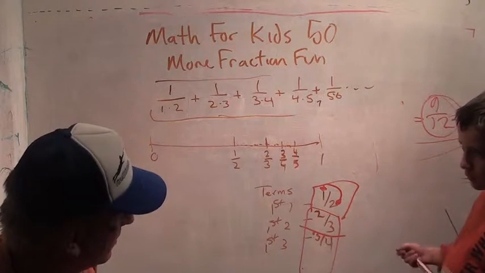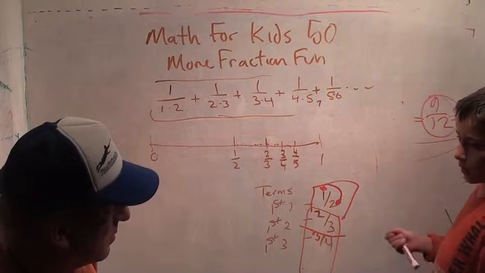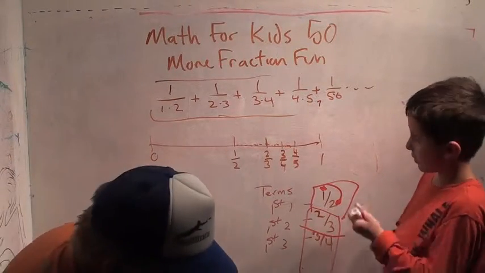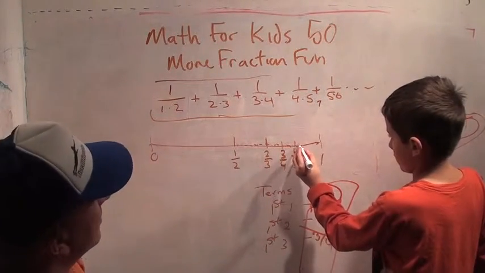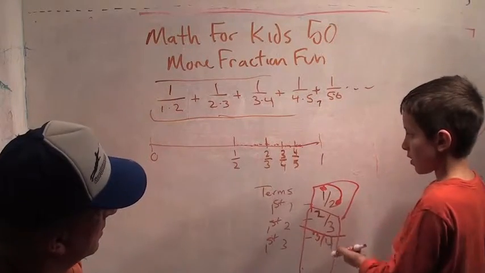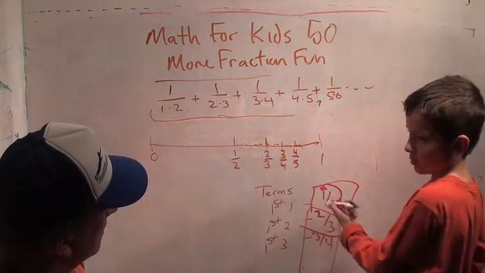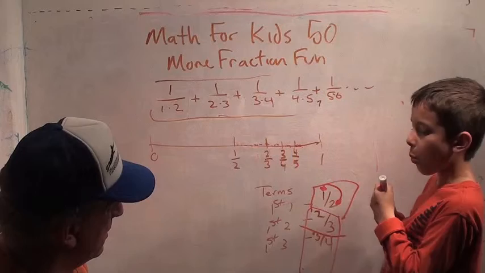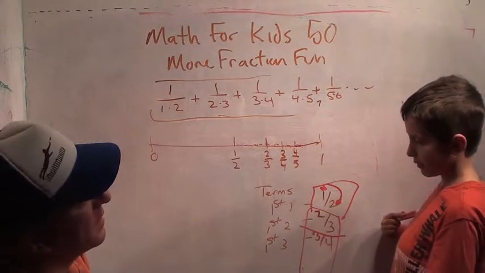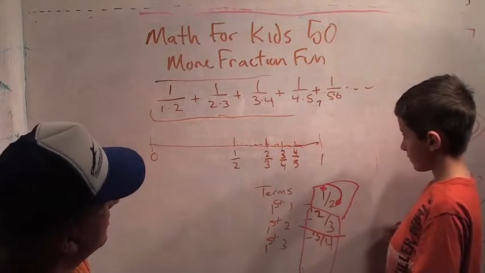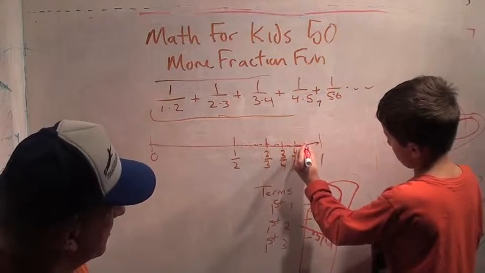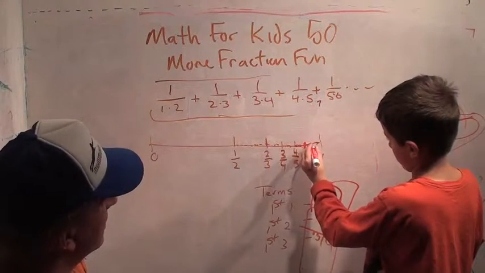I wonder if we're ever going to get bigger than 1. Why do you think we won't ever get bigger than 1? Because the numerator is always going to be smaller than the denominator, because the denominator is 1 more than the numerator. Ah, interesting. The numerator is always just a little bit smaller than the denominator. In fact, it's always 1 smaller than the denominator.